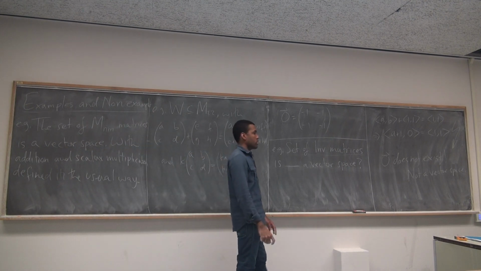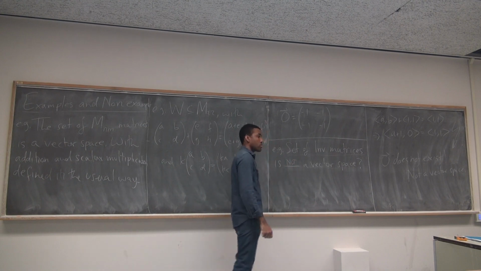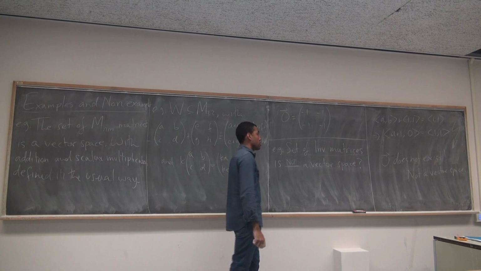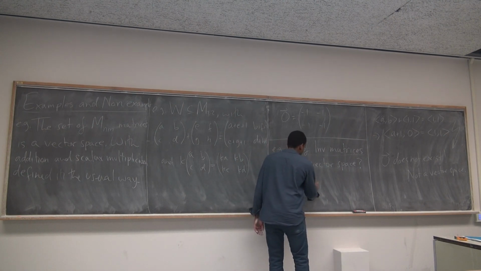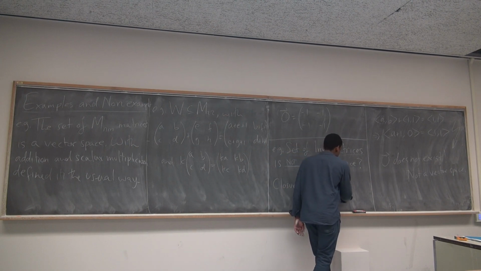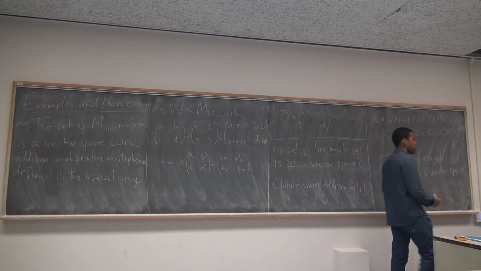It's not a vector space. Justification: closure under addition fails. You can add 2 invertible matrices and the result doesn't have to be an invertible one, right?